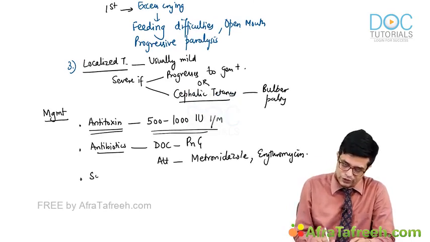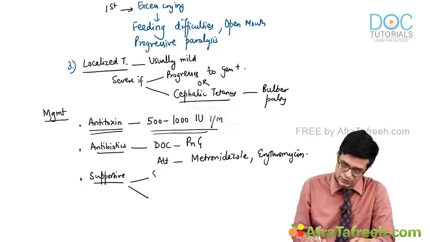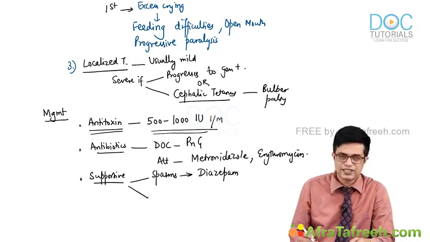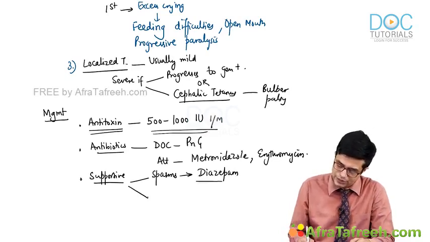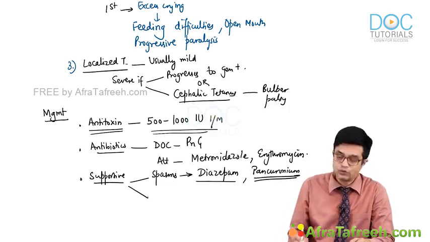And then you need to give supportive therapy. In supportive therapy for muscle spasms, you need to give diazepam, which is the drug of choice. You can give an IV bolus or you can start an infusion. If diazepam fails, you need to consider pancuronium as well. But with pancuronium, always intubate the child.